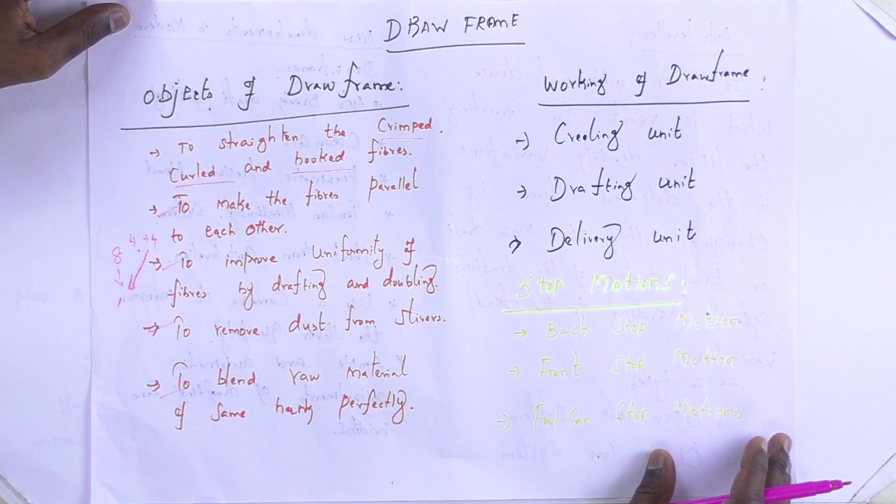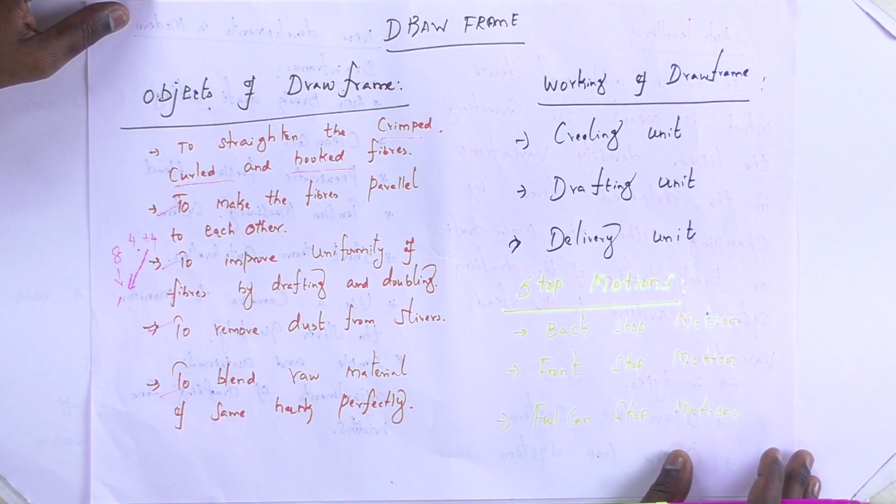So the object of the draw frame is nothing but doubling and drafting. Doubling the slivers: one sliver is doubled with another sliver. Likewise, 8 slivers are combined together and form one sliver. Drafting is nothing but increasing the length and reducing the thickness. So the stretching force takes place. The stretching force removes the hooks present in the input material, and blending is also possible in the draw frame. These are the objects of the draw frame.